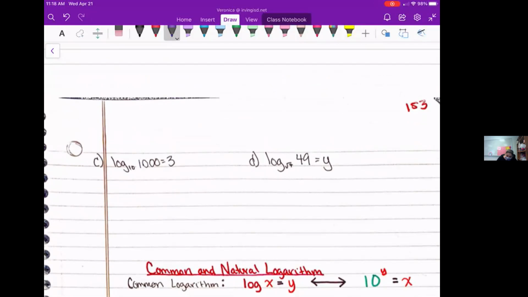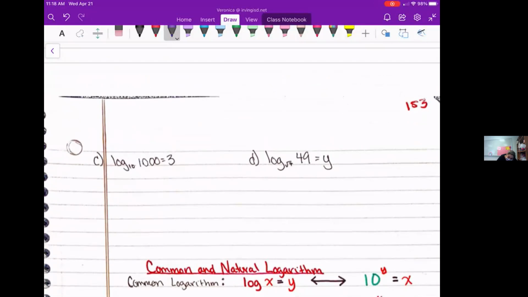For C, your base is 10, right? So you're going to make this into a big 10. Whatever's on the other side turns into your exponent, and then equals whatever this number is. So 10 to the power of 3 is 1,000. There you go.